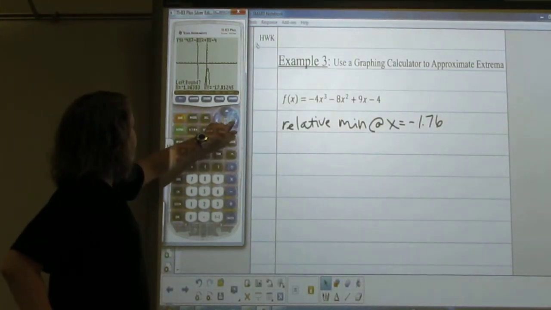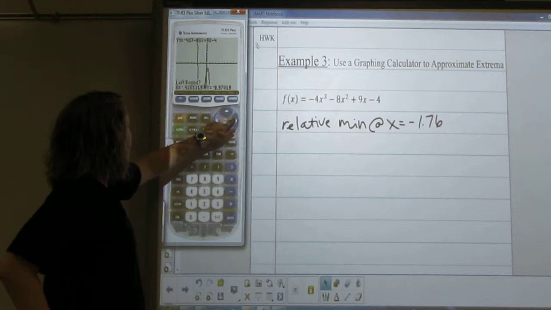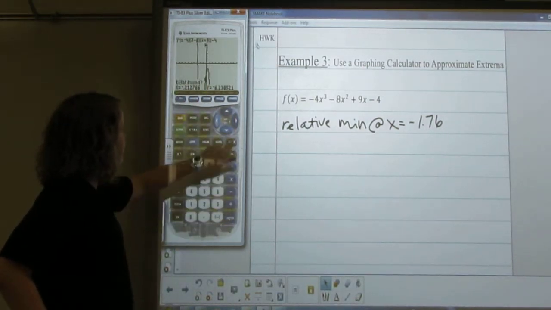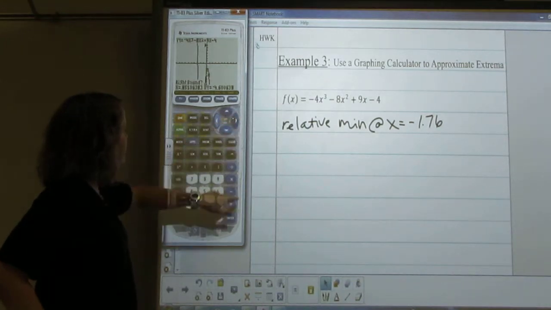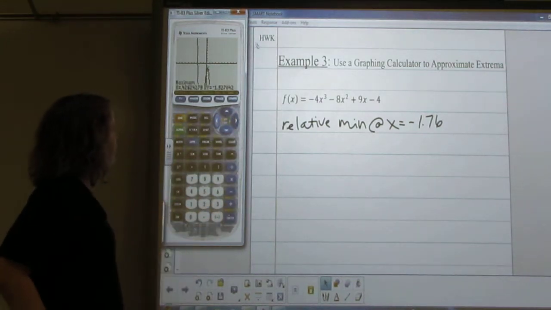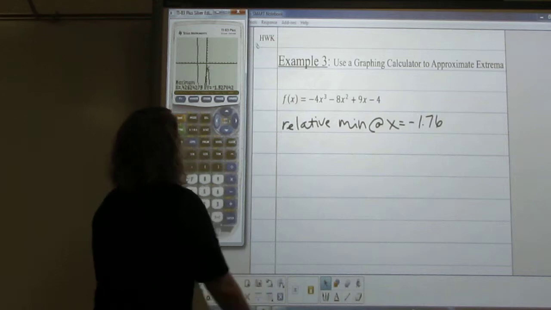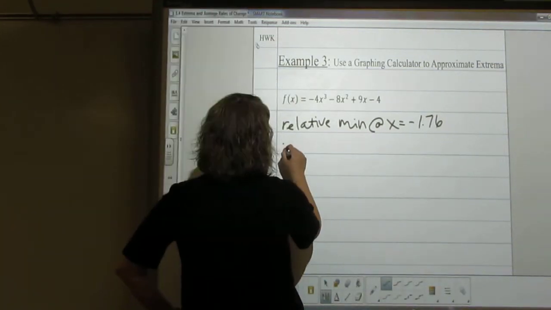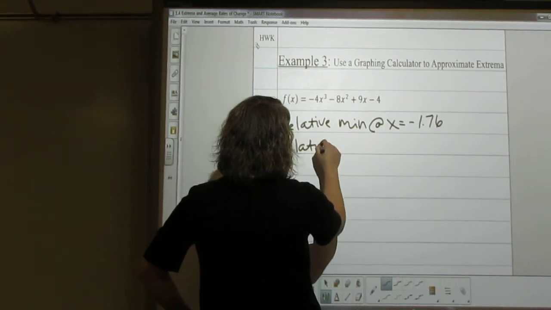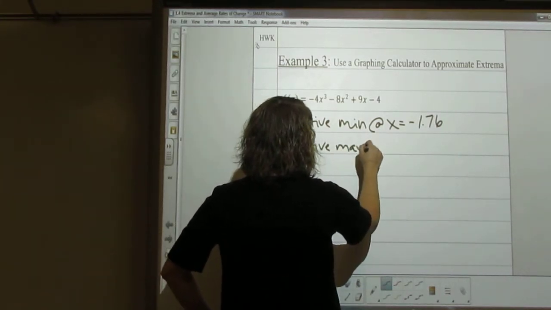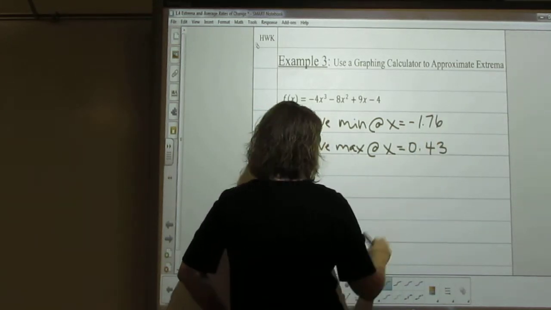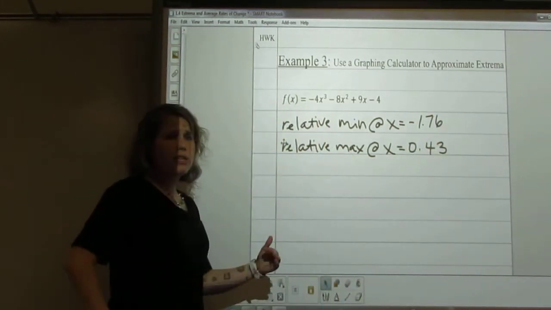We want to find our blinking dot. We found him. We want to make sure he's on the left of our maximum. Press enter. Now I want to go to the right of our maximum. Press enter. Enter again. And so now we should have a maximum at about x equals 0.43. So a relative max at x equals 0.43. All right, so easy enough.